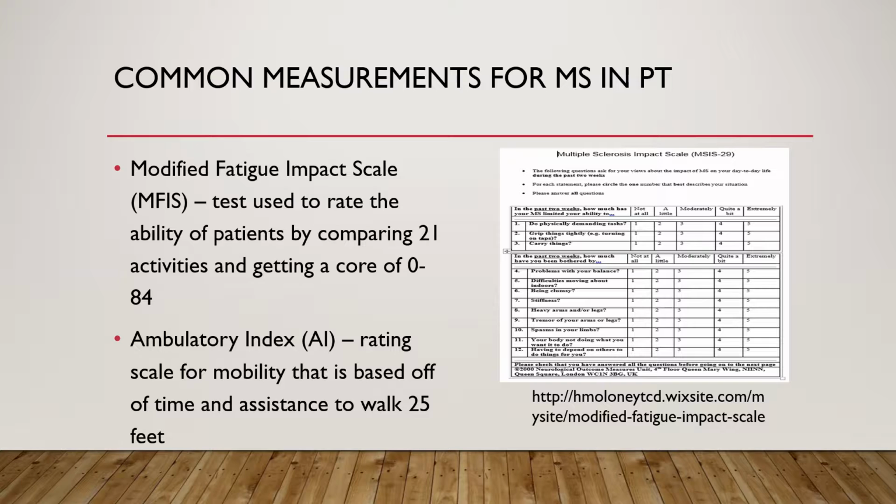And the other main test that's used is an ambulatory index, which is similar to a time to walk test with other different measures that are put into place. But the big thing was the time to walk test, which is a 25-foot walk, and then they will rate you with the amount of time it takes you to do this, as well as the assistance that is needed for the patient.